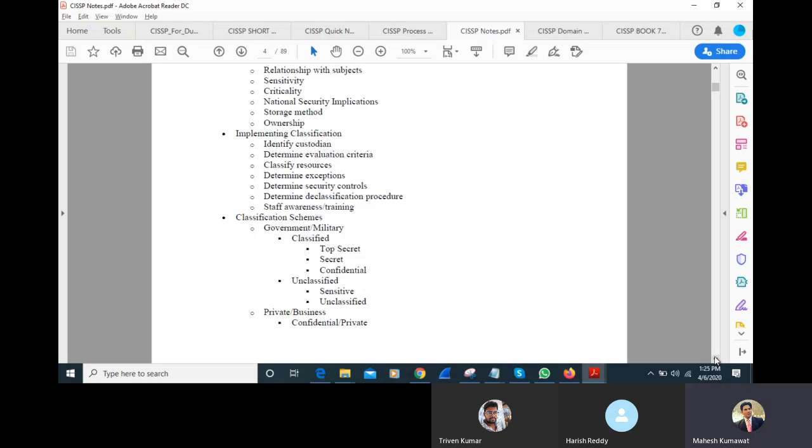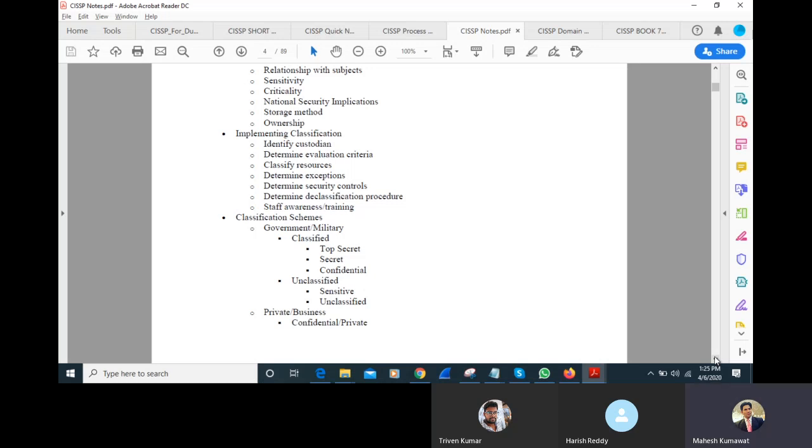Determine evaluation criteria: how to evaluate the different criteria, since we have different classifications of data. Classify the sources: who is going to use what type of data. Determine exceptions. Determine security controls. Determine declassification procedures. Staff awareness and training. So this is implementing classifications.